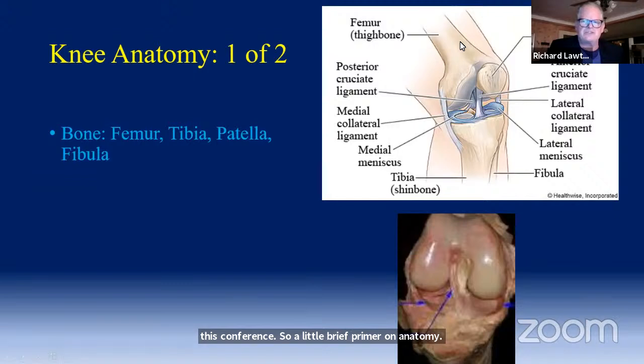The knee consists of bone. The bones are the femur, the thigh bone, the tibia or the shin bone, and the kneecap. That's part of the knee joint too. The fibula, the smaller of the two bones in the lower leg, is not technically part of the knee, but right next to it.